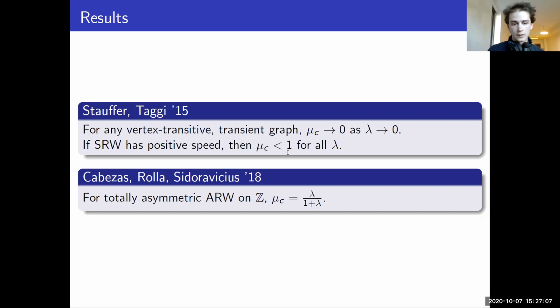Another situation where you can say almost everything is this totally asymmetric random walk. This paper of Cabezas, Rolla and Sidoravicius. If you're on Z and you have totally asymmetric particles, meaning the underlying random walk is no longer random, particles always jump to the right. There's still randomness in the system, right? The initial configuration is random and the sleep times are random. But in this case, they're able to show the critical density is exactly this lambda over 1 plus lambda. And they're able to say quite a bit more. They can understand pretty precisely the flow of particles across a single site, the odometer function at a single site. It scales to a nice Brownian diffusion, I think.